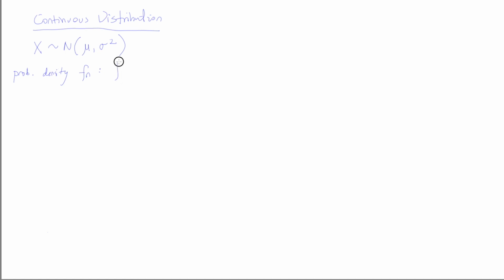Okay, and the density function, we'll write it as f of little x is equal to 1 over root 2 pi sigma squared e to the power of negative 1 over 2 sigma squared, x minus mu squared.